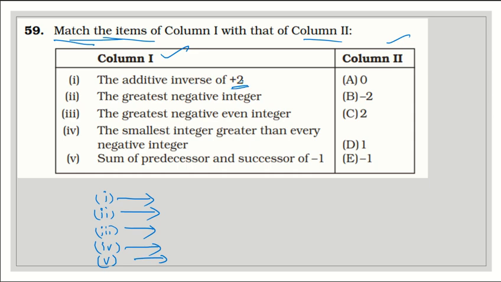Additive inverse of positive 2 is minus 2. So the first one matches with B. Next, the greatest negative integer. The greatest negative integer is minus 1. So there is no smallest negative integer, but there is a greatest negative integer, which is minus 1. Next, the greatest negative even integer. The greatest negative even integer is minus 2. So it is once again B only.